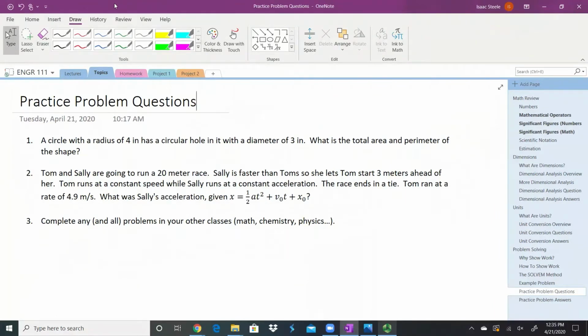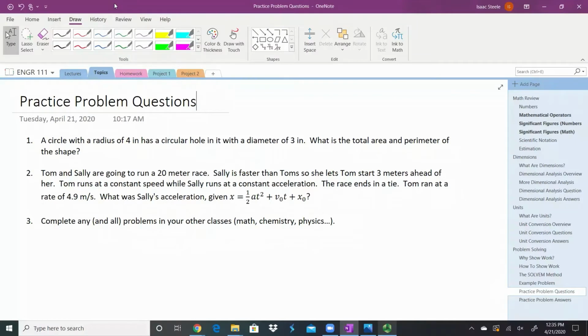shown our work. So the first problem is that I have a circle with a radius of 4 inches, and it has a circular hole in it, and that circular hole has a diameter of 3 inches. I want to know what the total area and the total perimeter of this shape is.